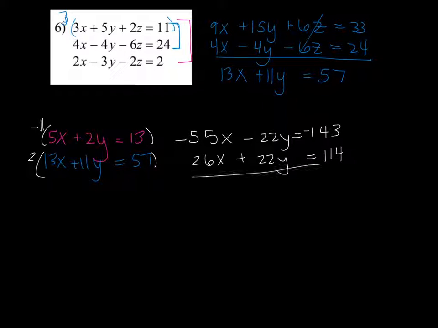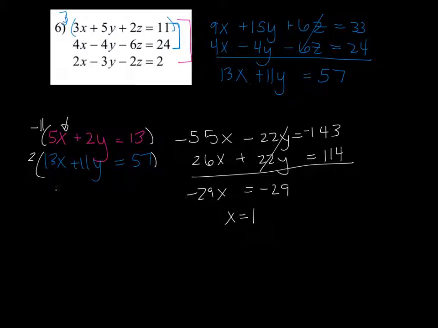Okay, so then we're going to add those two together. So my y's cancel. We have negative 29x equals negative 29. So x equals 1. Okay, so now we're going to take that x and we're going to plug it in. I'm just going to plug it in right here.